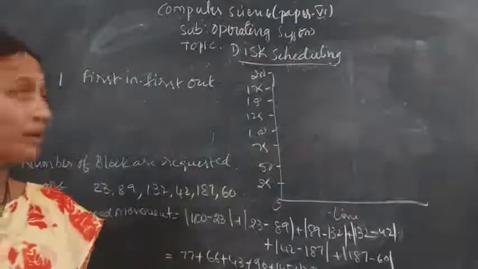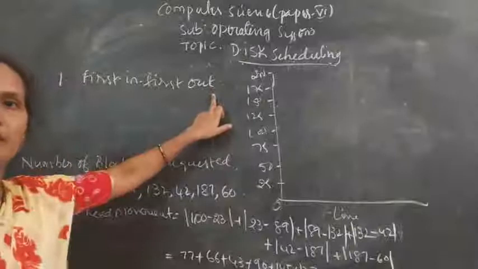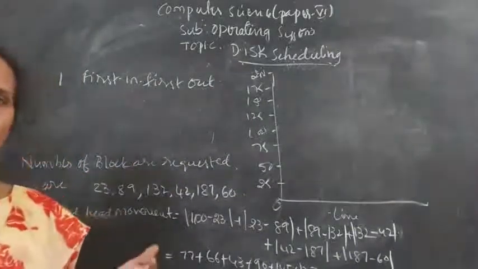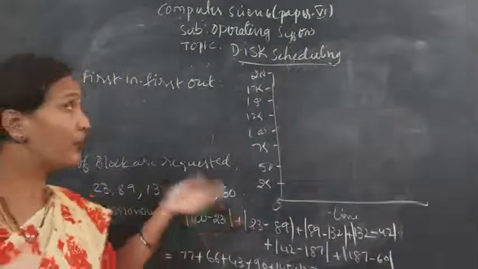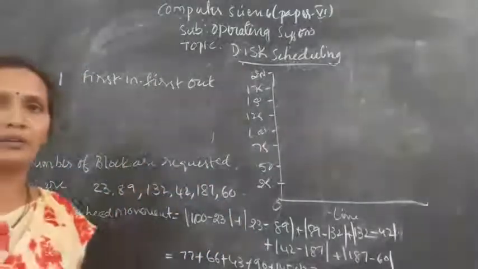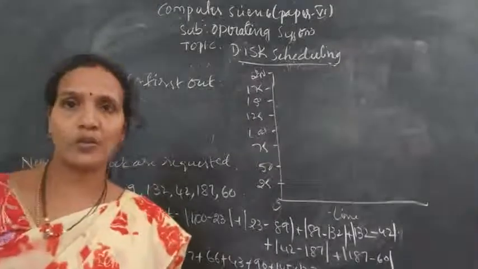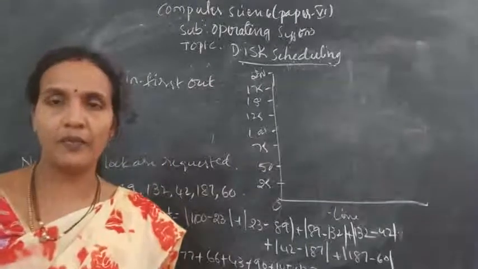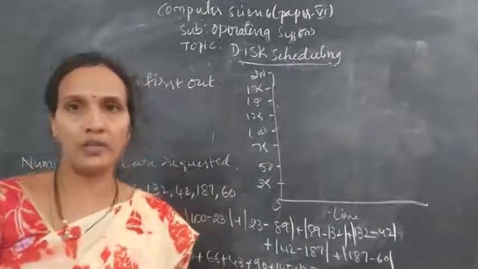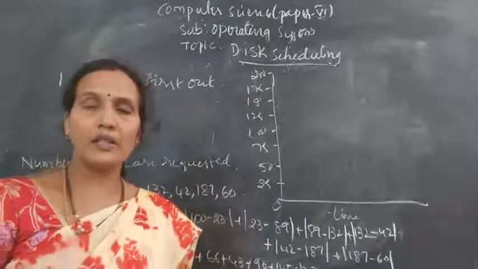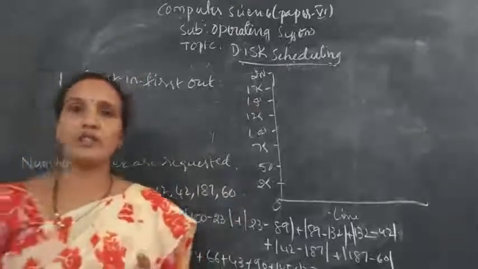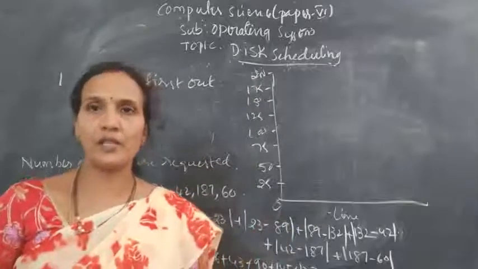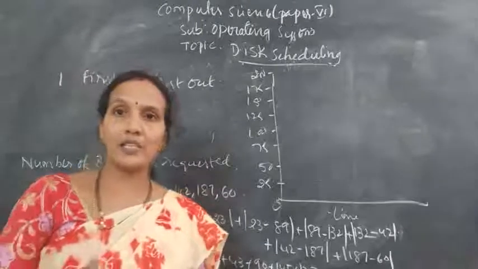Here you can see the first in, first out disk scheduling algorithm. It is a simple algorithm, and we already discussed this type of algorithm previously. Whichever process requests first will be served first. Whatever requests the operating system gets, it serves in sequential order, one by one. In this case the response time is increased, because whichever request comes first is served first.